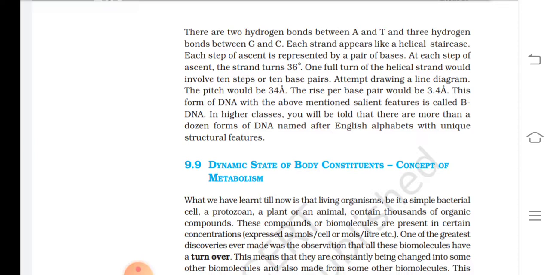Attempt drawing a line diagram. The pitch would be 34 angstrom. The rise per base pair would be 3.4 angstrom. This form of DNA with the above mentioned salient features is called B-DNA. In higher classes, you will be told that there are more than a dozen forms of DNA named after English alphabet with unique structure.